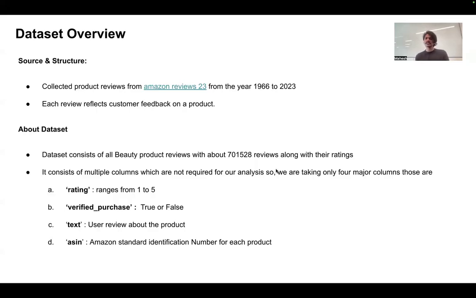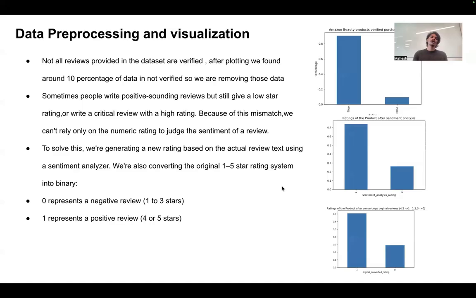And one more is the text. Text is the main review given by the consumer or the user. And ASIN is a unique number given to every product so that they can identify it for later purposes. And after getting the data, we have done some pre-processing, analysis and visualization.